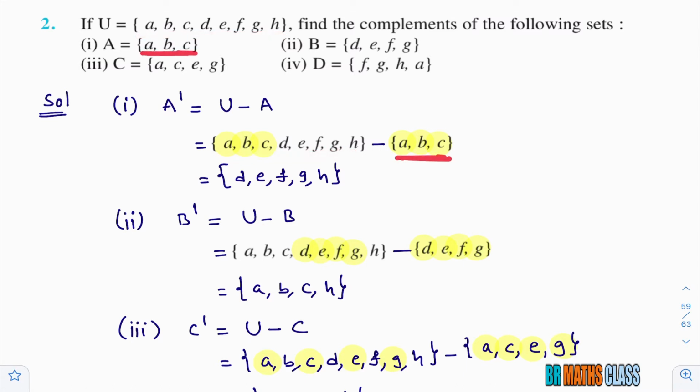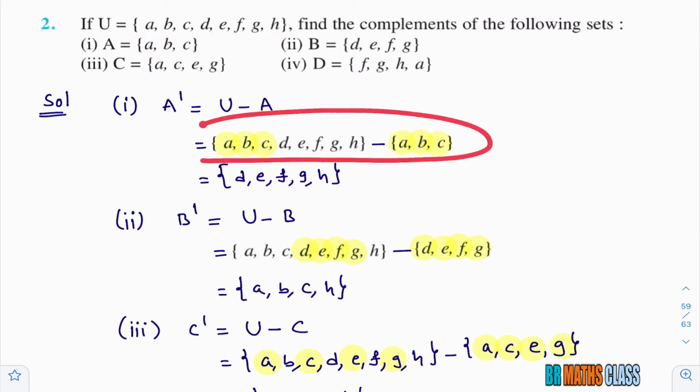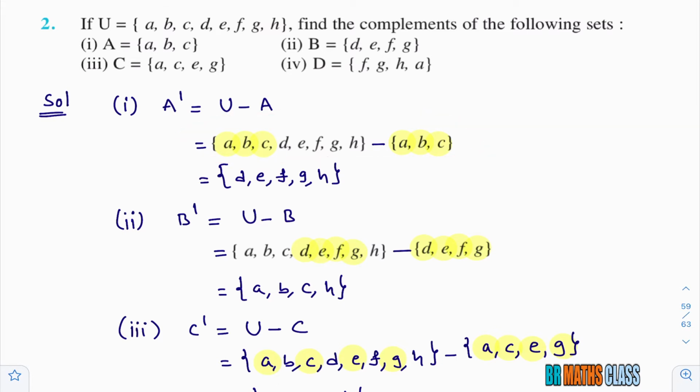What is set A? Set A is A, B, C. This is a difference of sets. Now how to calculate? First identify the common elements. A, B, C are common in both. Other than common elements, what elements are remaining in the first set? That is the answer. D, E, F, G, H. So A dash is D, E, F, G, H. So A complement is D, E, F, G, H. I hope you understand.